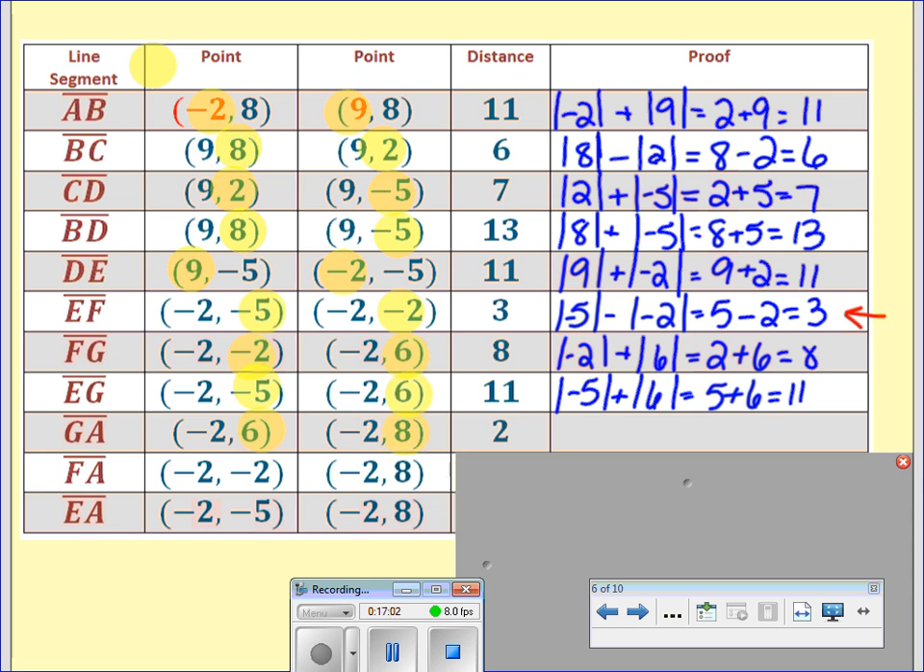Six to 8. So between 6 to 8, do they have the same sign or different sign? Same signs. They're both positive numbers. So I only have to go from one positive to the other. Now wait a minute. If I have 6 and I have to take away 8 more, that actually would be a negative number. But distance can't be negative. Distance is always positive. So I actually am going to do 8 minus 6.